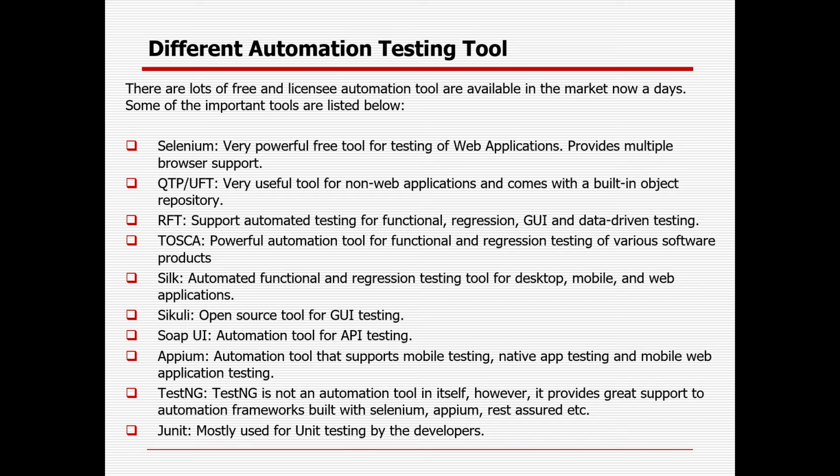Sikuli is an open source tool for GUI testing. SoapUI is open source for API testing. Postman can also be used for API testing. Appium is also an open source tool, specially for mobile testing, native app testing, or mobile web application testing. JUnit is a framework primarily used by the development team, but nowadays we can use JUnit for BDD Cucumber. TestNG is a framework too, so we can integrate it with Selenium WebDriver for web-based testing, mobile testing, as well as REST API testing.